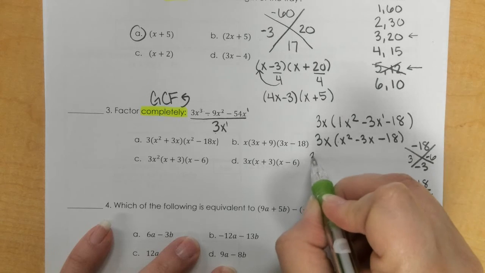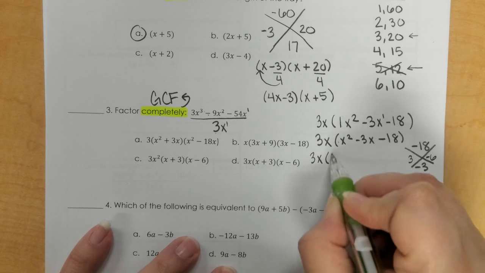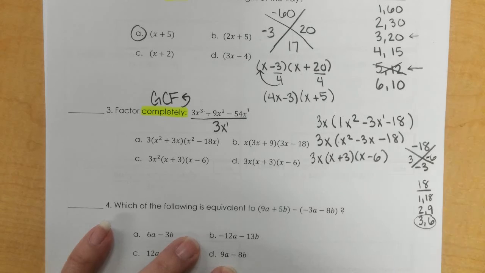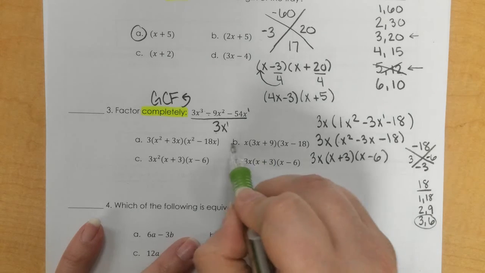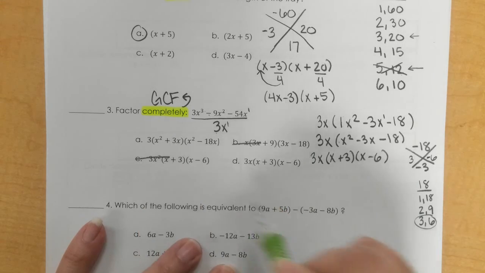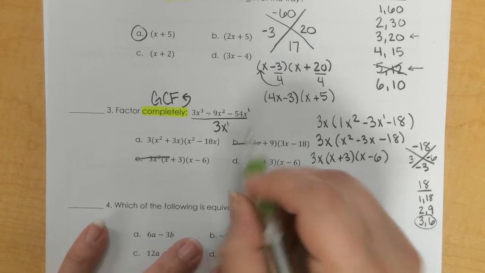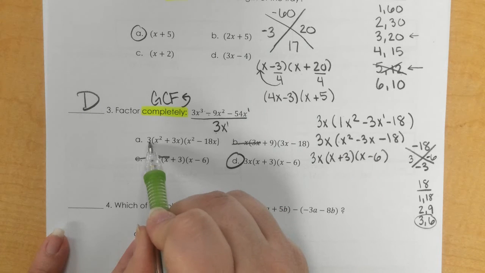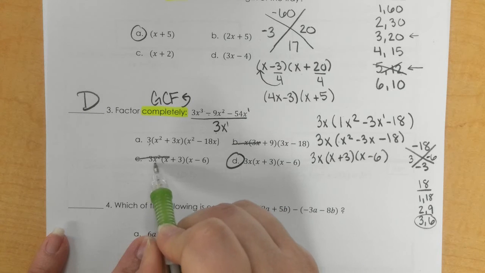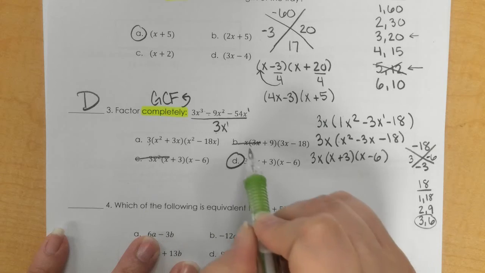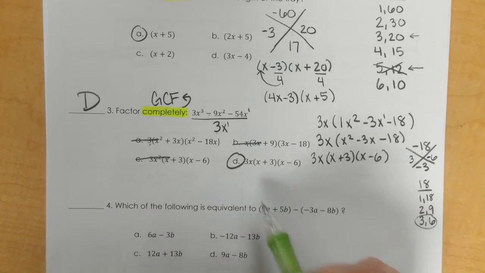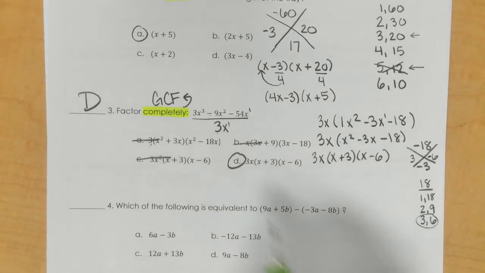So I would bring my GCF down, and I would say x plus 3, x minus 6, and then I would match this, and it looks like it's going to be D. And we can see that's not going to work because it's just a 3. It needs to be a 3x. That had a 3x squared, so that's automatically out. That just has an x, so that's not a GCF of it. So really the only possibility we have here is letter D.